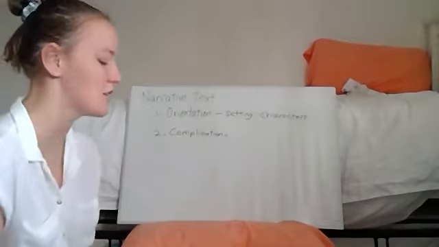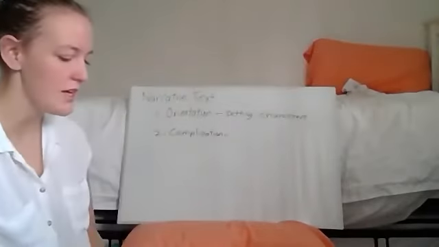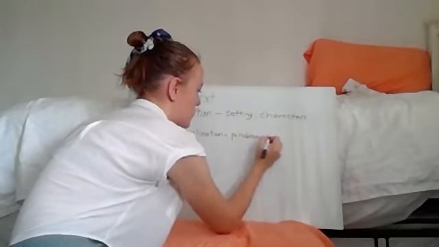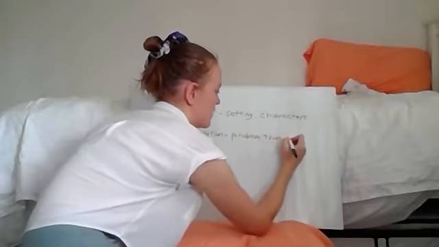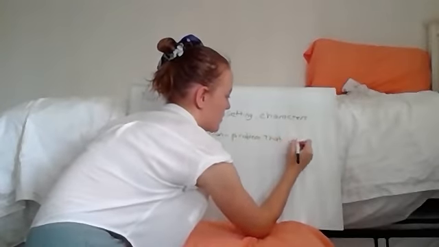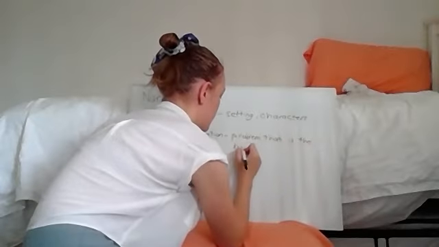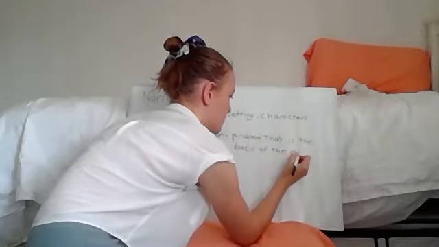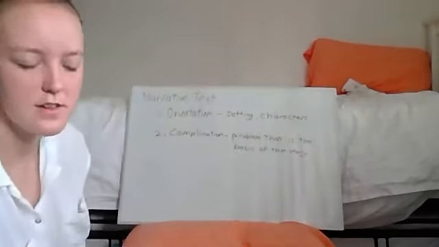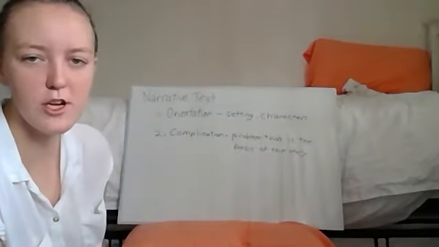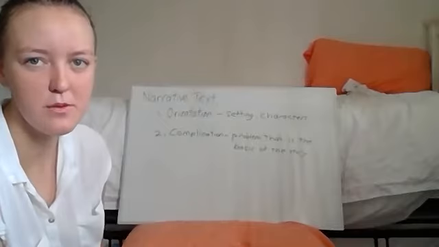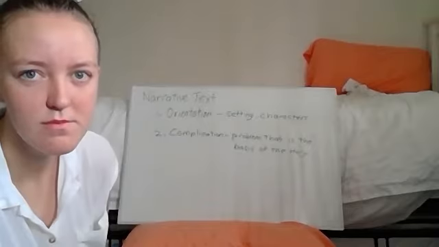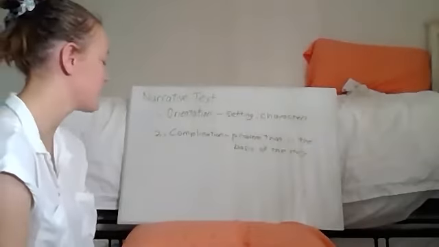So a complication, what we said, is a problem that is the base of the story. Can everyone see that? Yeah. So what is the complication? Can someone say it back to me, what they just learned? It's the problem that occurs in the story. Yes, that's right, Liam. Thank you.